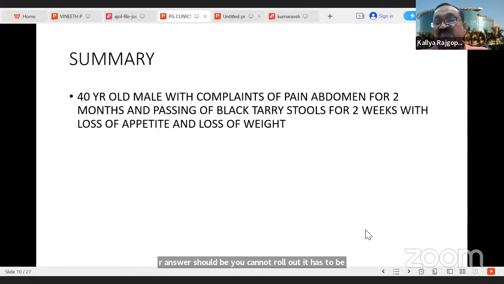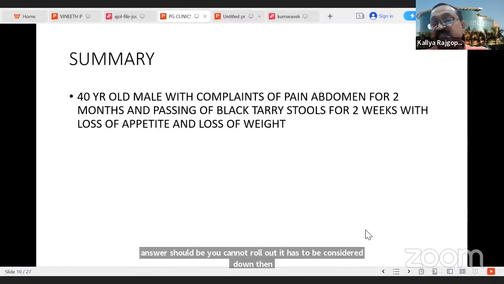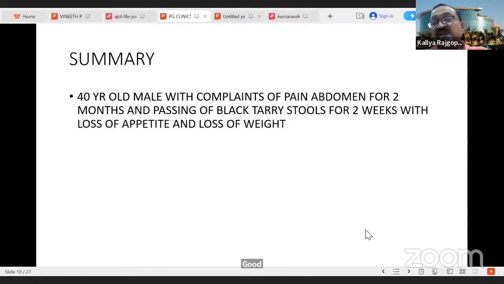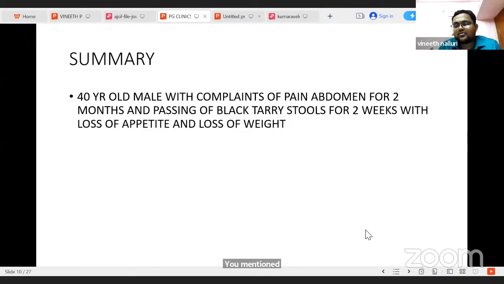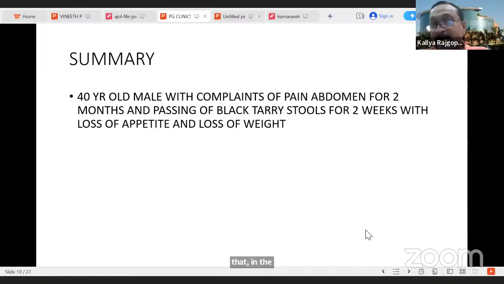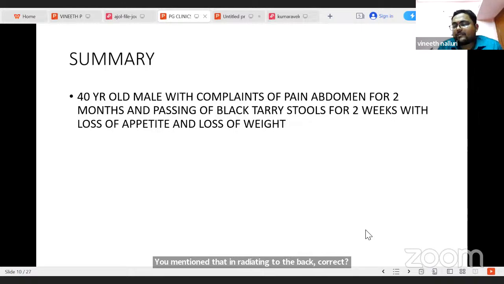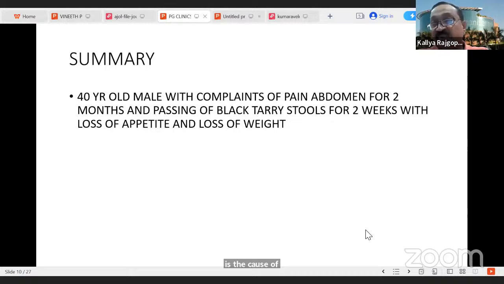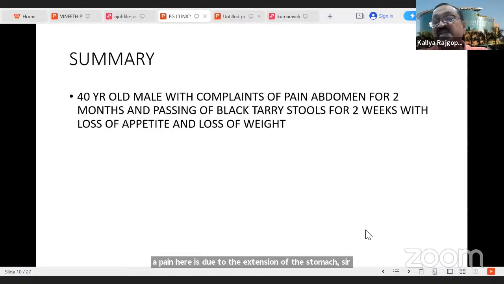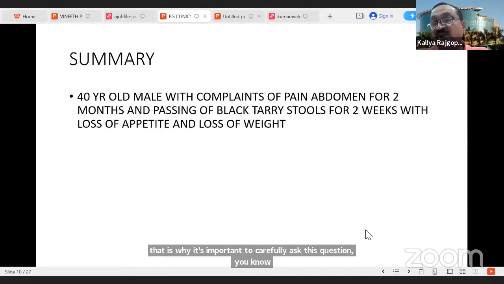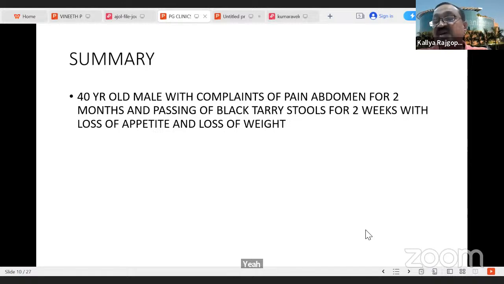Now, the next question to follow is why these patients have got pain abdomen? How do you explain that? You mentioned that pain radiating to the back, correct? No, sir. Pain is not radiating to the back. So what is the cause of this? Sir, pain here is due to distension of the stomach. So that is why it's important to carefully ask this question. Some epigastric discomfort is interpreted as a pain, because pain is not a feature of carcinoma of the stomach.